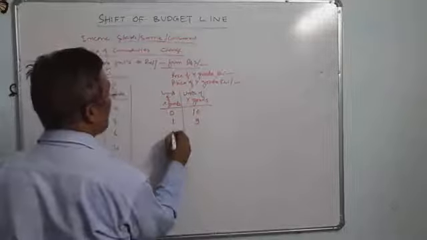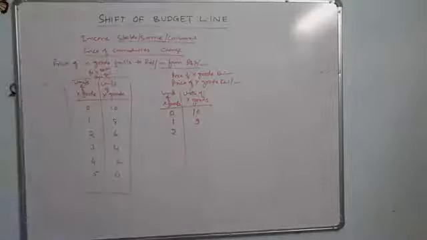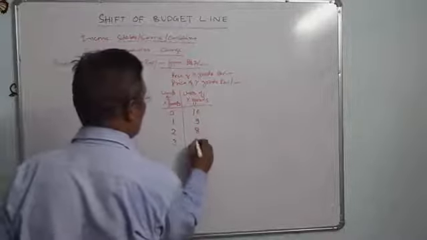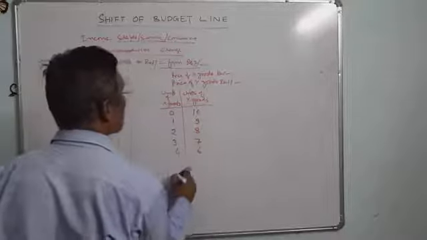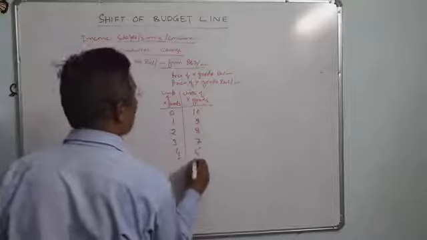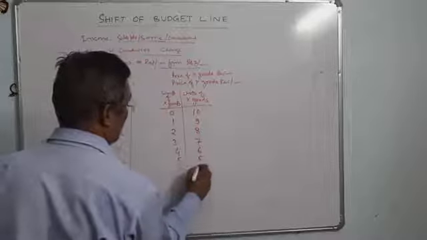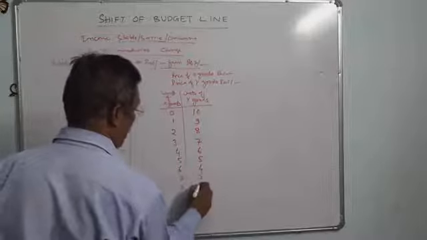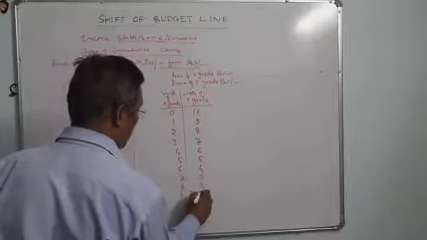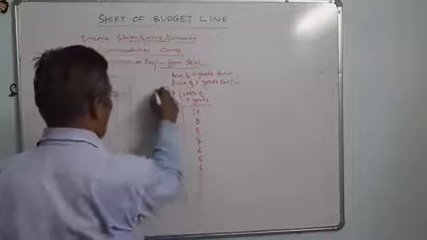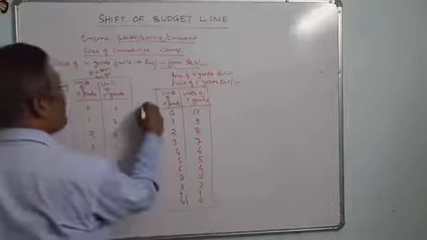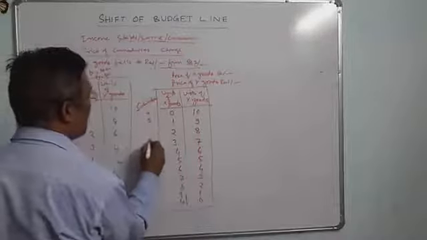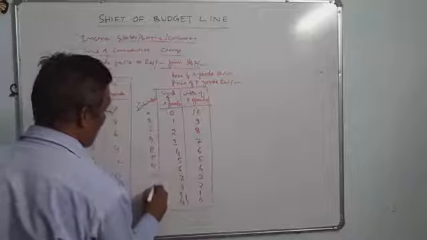Here is 2 units of X goods and 8 of Y. 3 units of X goods, 7 of Y. 4 units of X goods, 6 of Y. 5 units of X goods, 5 of Y. 6 units of X goods, 4 of Y. 7 units of X goods, 3 of Y. 8 units of X goods, 2 of Y. 9 units of X goods, 1 of Y. And 10 units of X goods, 0 of Y. These are the combinations A, B, C, D, E, F, G, H, I, J and K.